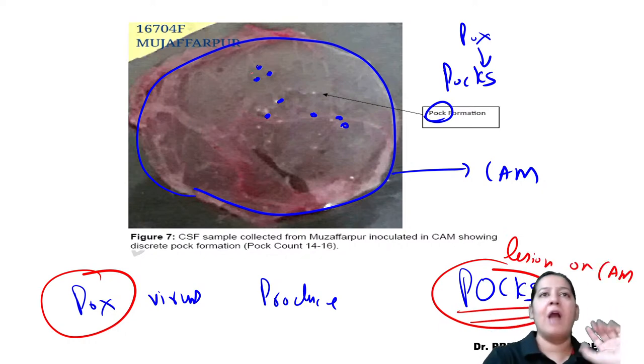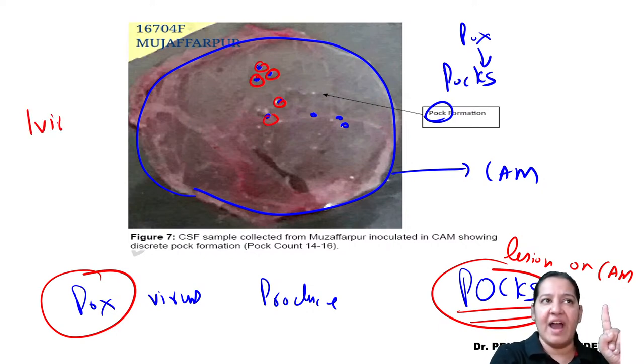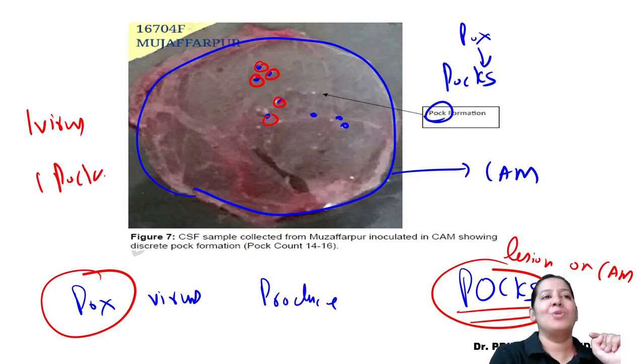So count them. Number 1, number 2, number 3, number 4. The rule says that one virus produces one pock. So how many pocks are there?